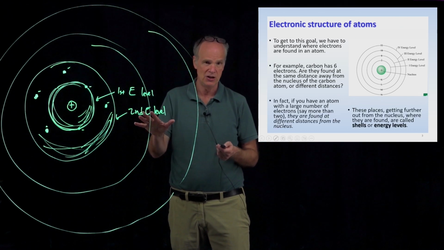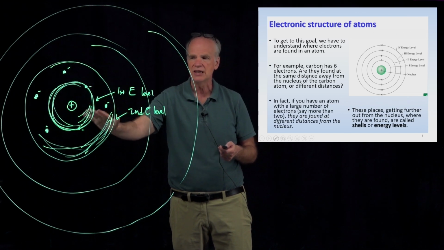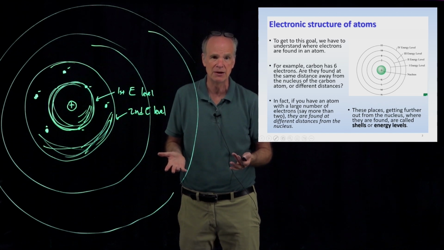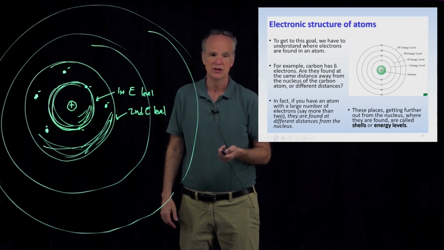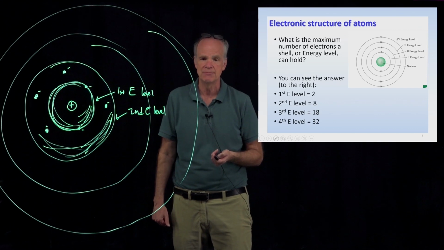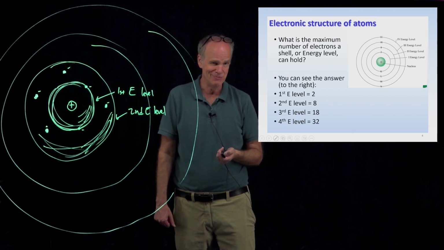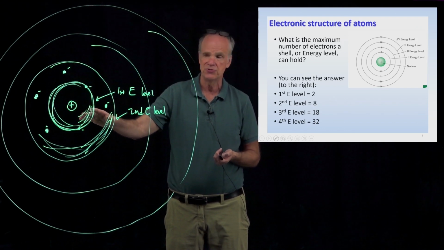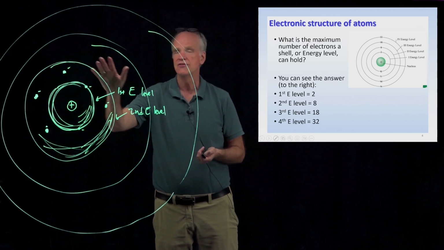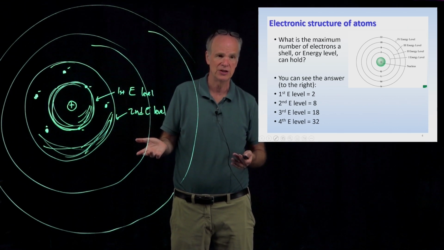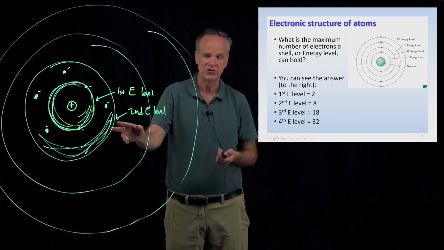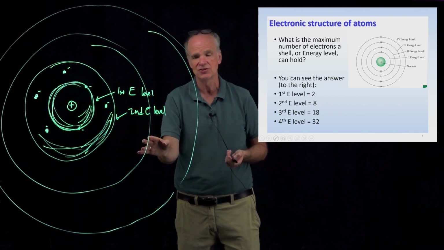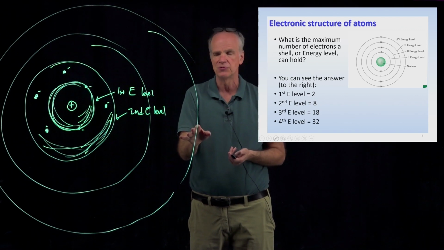One of the things, again, I probably should repeat, is each of these places that are getting further away from the nucleus, where you can find electrons in the atom, they're either called a shell or an energy level. In this slide, I'm just mentioning that you have to remember that the first energy level, with its small volume, can only accept up to 2 electrons. The second energy level can accept more electrons because it's a larger volume. This can accept up to 8 electrons. And the third energy level, an even larger volume, can accept up to 18 electrons. And then the fourth energy level can accept up to 32 electrons.